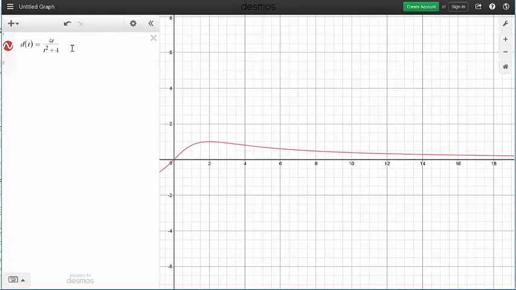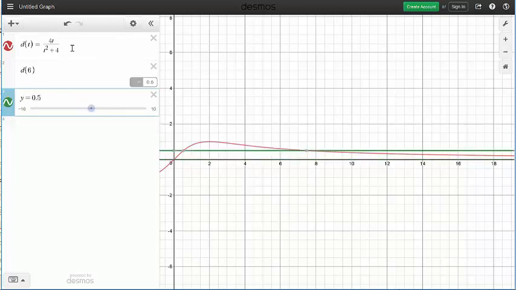There were a couple of other things that we wanted to know while I'm in here. We wanted to know what d of 6 was. After 6 hours, what's the concentration in the bloodstream? And it's at 0.6 milligrams per liter, right? Just entering d of 6 into Desmos will give that to you. The other thing that we wanted to know is when can the patient take the drug again. It has to wear off to 0.5, so I'm going to graph a line at y equals 0.5 so that we know when this graph intersects with that.